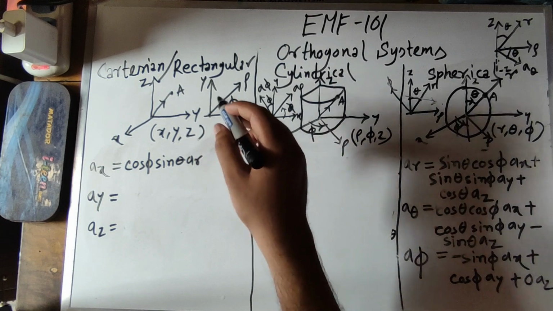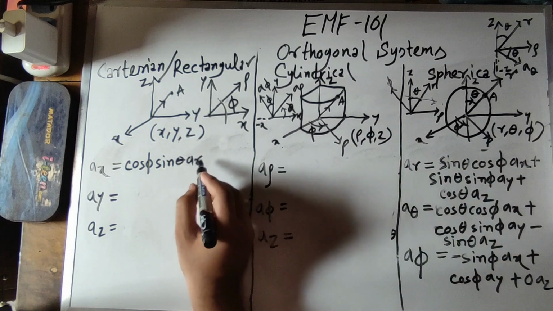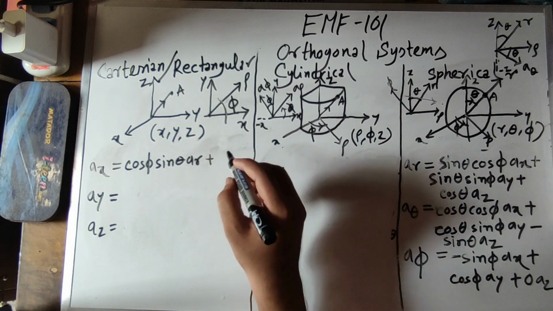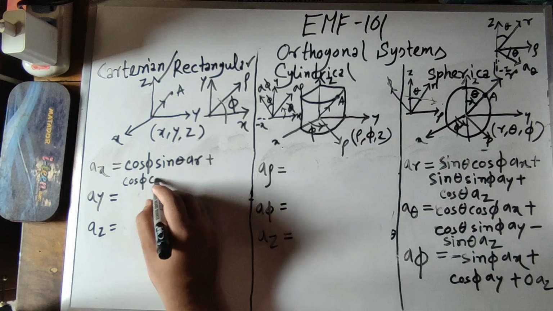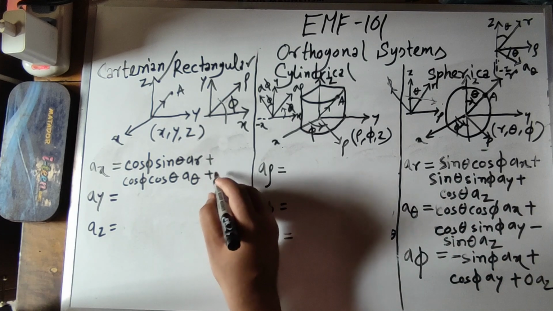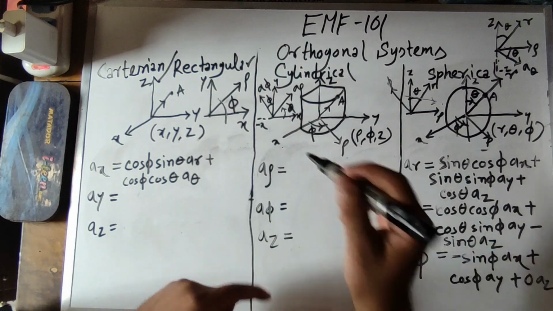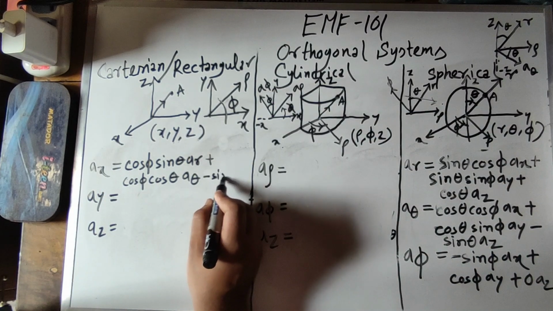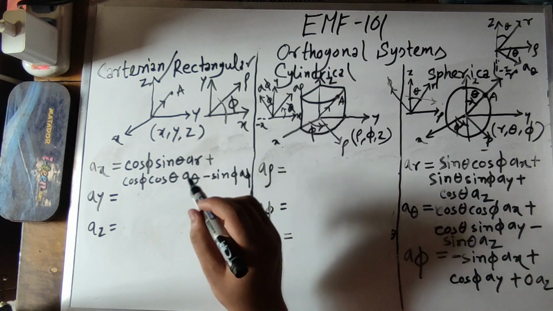Now ax has cos phi with rho, and a rho has a cos theta component, so ax has cos phi cos theta a theta, and ax has minus sine phi, so minus sine phi component in the direction of a phi.